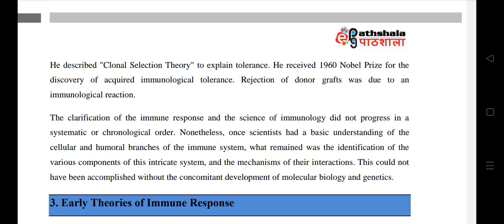The clarification of the immune response and the science of immunology did not progress in a systematic or chronological order. Nonetheless, once scientists had a basic understanding of the cellular and humoral branches of the immune system, what remained was the identification of the various components of this intricate system and the mechanisms of their interaction. This could not have been accomplished without the concomitant development of molecular biology and genetics.